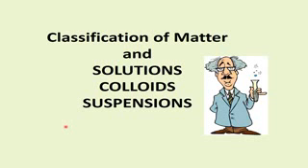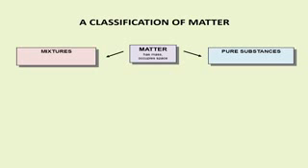In this video, we're going to look at the classification of matter in a very brief overview, and we'll spend some time considering solutions, colloids, and suspensions. Now, matter is defined as anything that has mass and occupies space. And there are two types of matter. We have pure substances and mixtures.